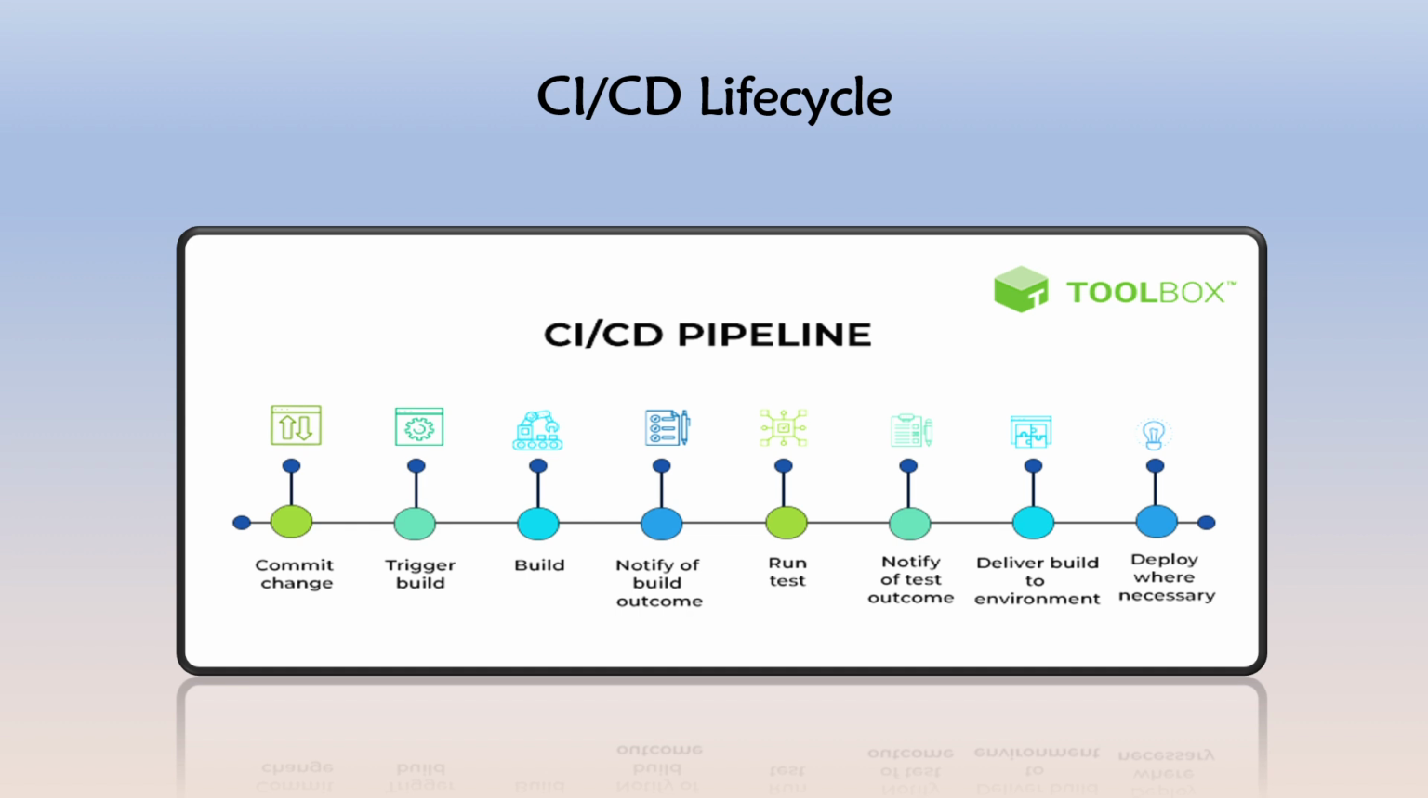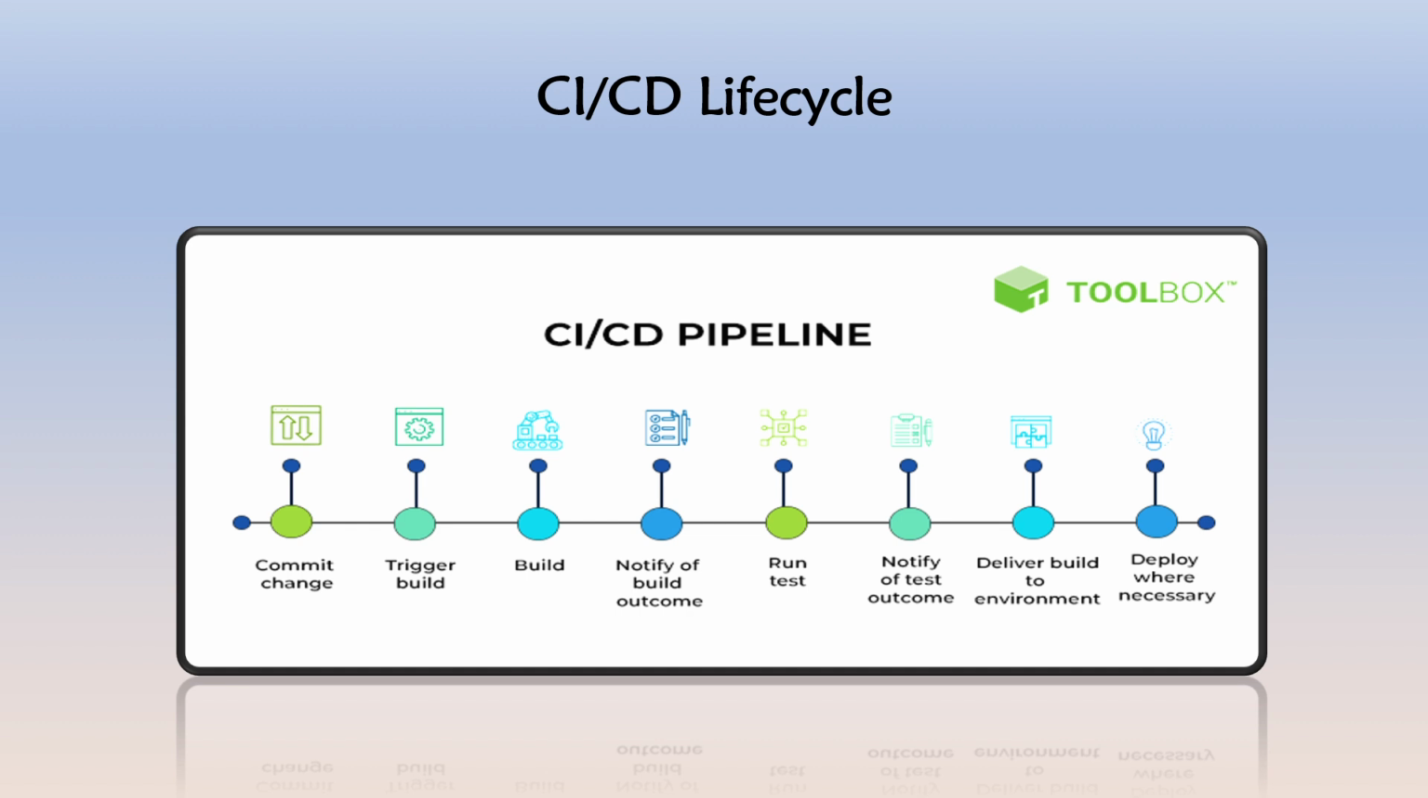So the next is run test. Automated tests are run to ensure that the new changes do not break existing functionality. Unit tests, integration tests, or end-to-end tests can be a part of this process. These tests validate the quality of the code and its functionality. Notify of the test outcome. Similar to the build process, a notification is sent after the tests are completed, reporting the success or failure. Failed tests need to be addressed by developers before proceeding further in the pipeline.